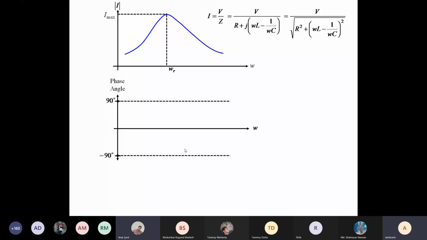What I am talking about is the theta of the current. I was saying the impedance is in the denominator. If you take it to the numerator, it becomes positive. So your phase angle plot against omega will basically look something like this.